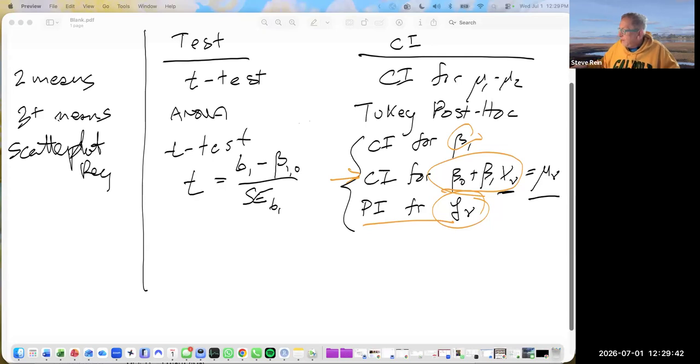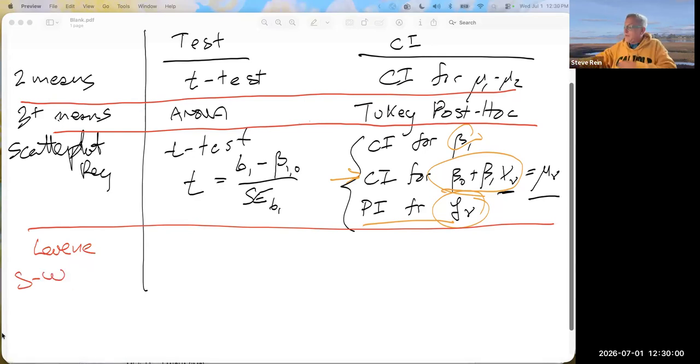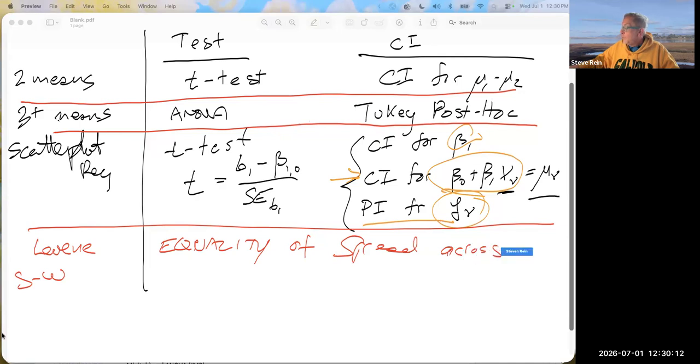Okay, I guess that is getting after some of our methods and the context. We've also talked about Levene and Shapiro-Wilk, SW for Shapiro-Wilk. The Levene procedure is to test equality of spread across groups. So if you want to say, hey, is the spread the same across all the groups? That's the null hypothesis. Or is there a noticeable difference in the spread across our groups? That would be your alternative.